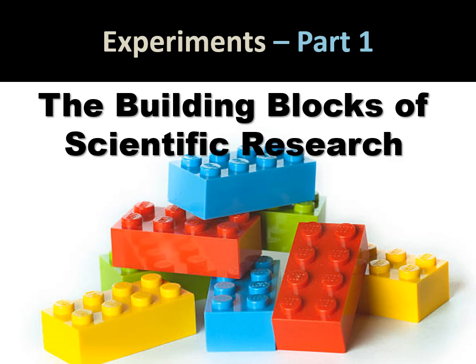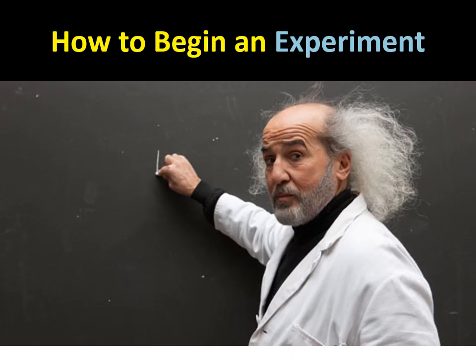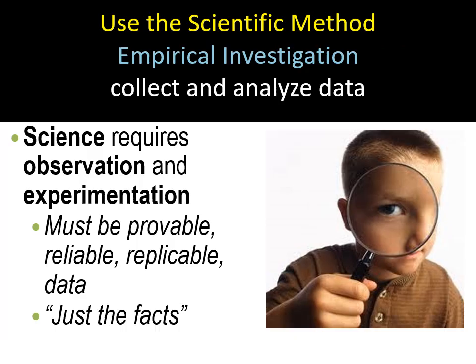Today we're going to talk about actually running an experiment, and we're going to get to all the building blocks that you need for scientific research. An experiment allows investigators to isolate different effects by manipulating an independent variable and keeping all the other variables constant. So, how do we begin an experiment?